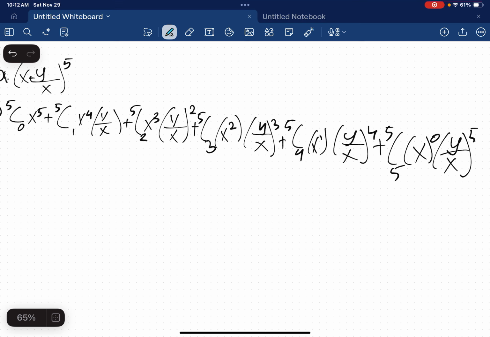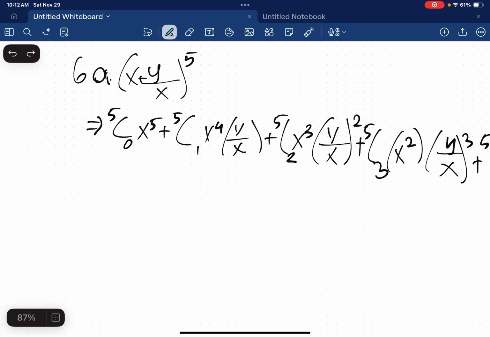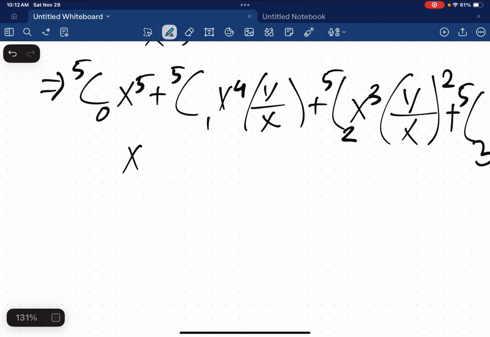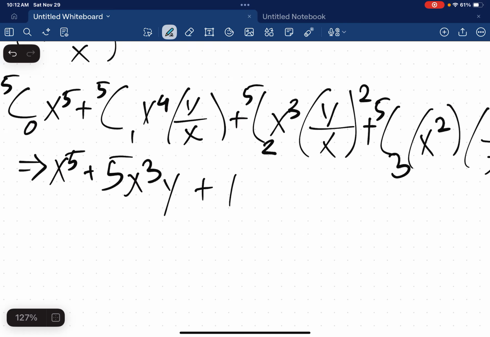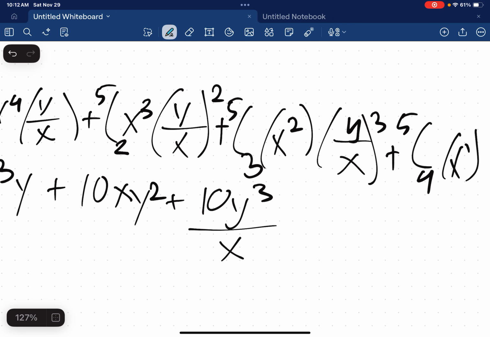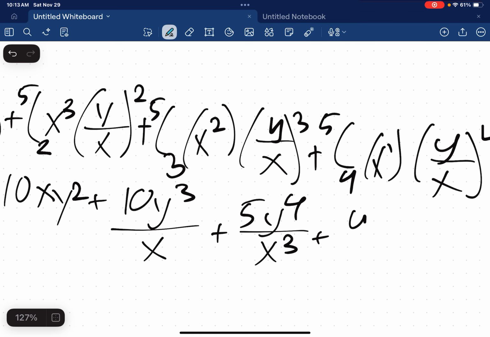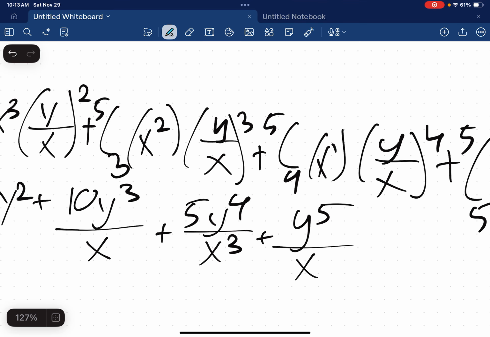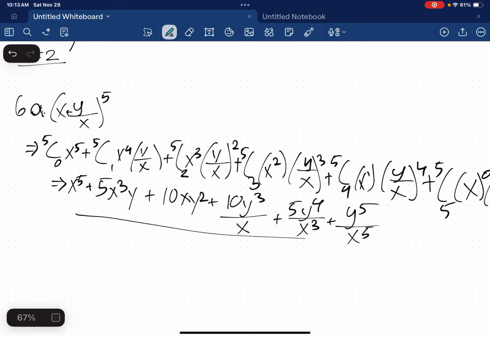And once you actually do the math for all of that, you'll end up getting x to the 5th plus 5x cubed y plus 10xy squared plus 10y cubed over x plus 5y fourth over x cubed plus y to the 5th over x to the 5th. That's our answer for 6A.